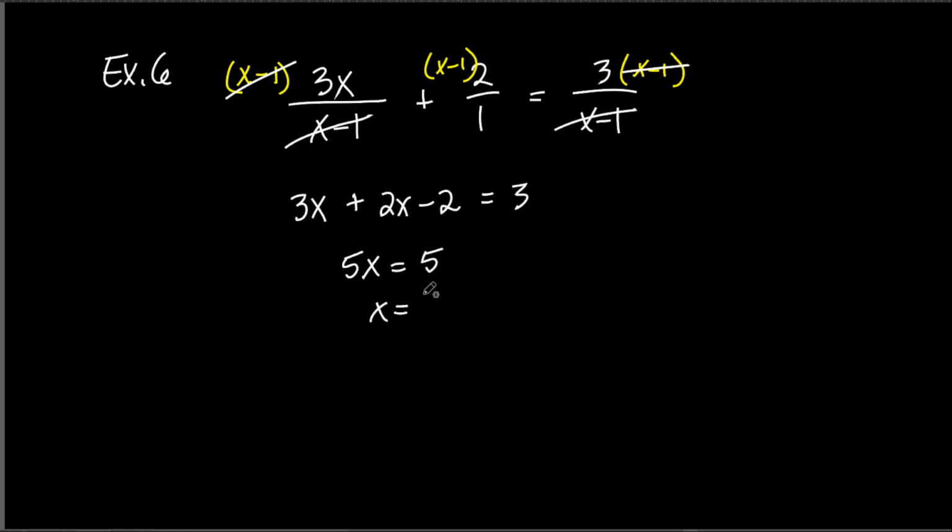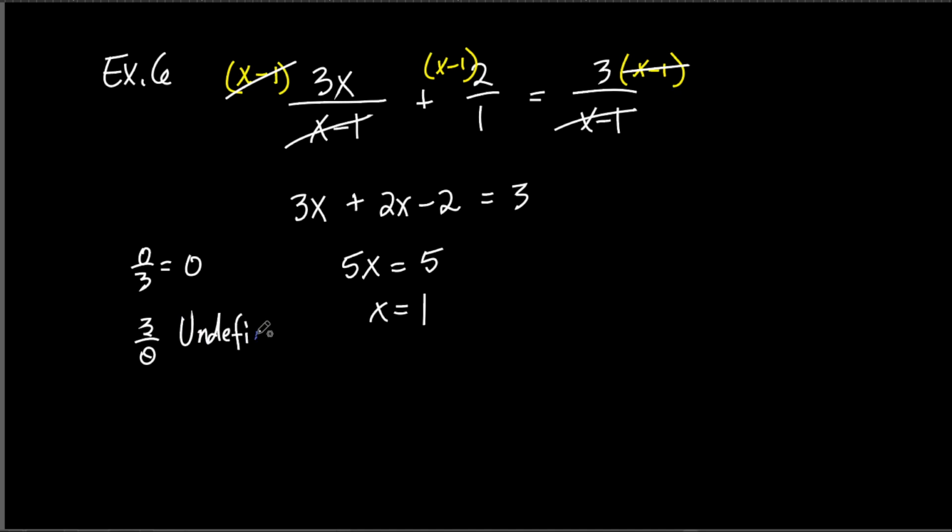X is 1. Now, before you circle it, I'm going to give you a big, huge hint. What is 0 divided by 3? 0. What's 3 divided by 0? It's undefined. Good. I'm glad you said that right away.